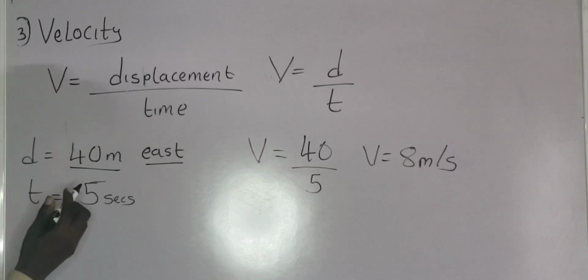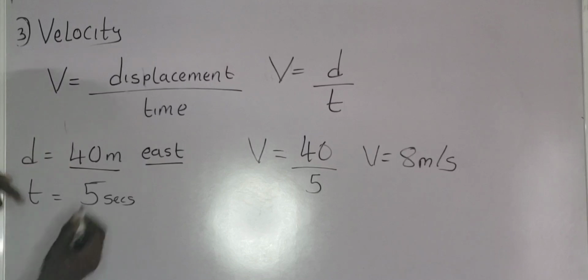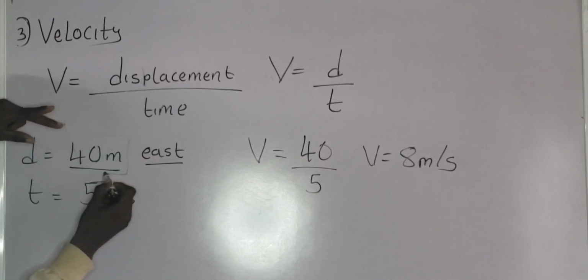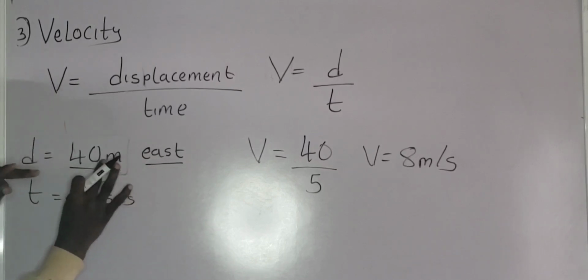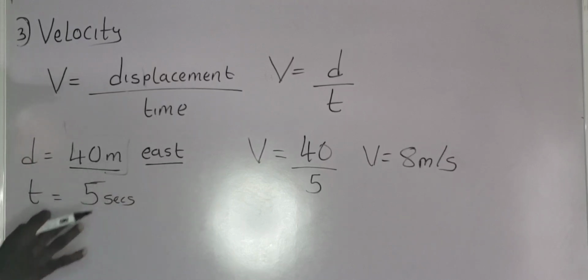For example, please, I want you to pay attention. Speed is what? Distance over time. And distance does not have what? Direction. Are you getting it? So 40 meters is what? Distance. But immediately they say 40 meters east, that means that we have already had direction. So this becomes what? Displacement.